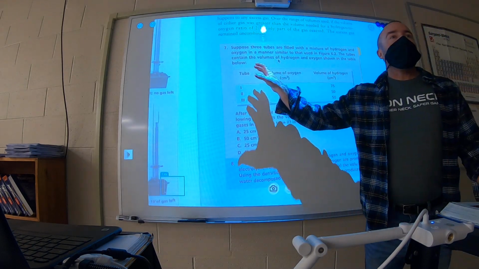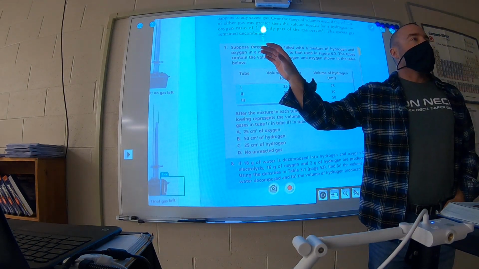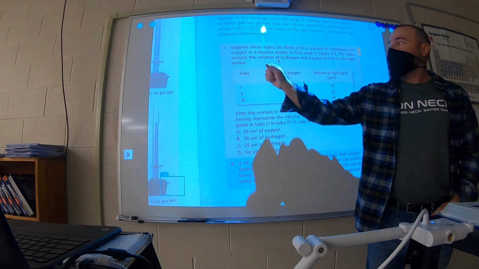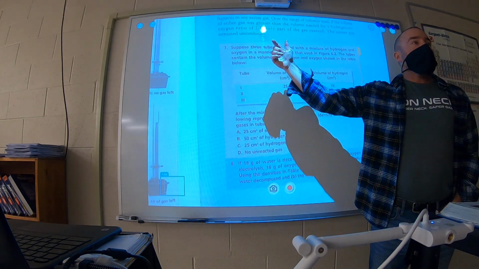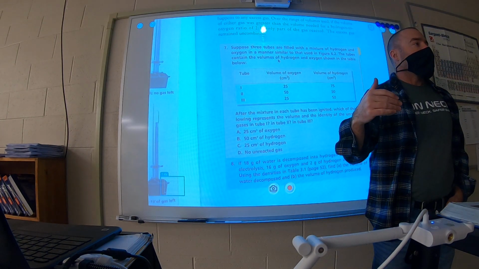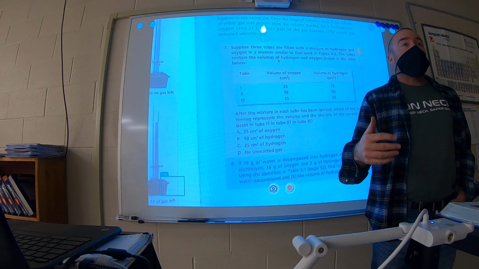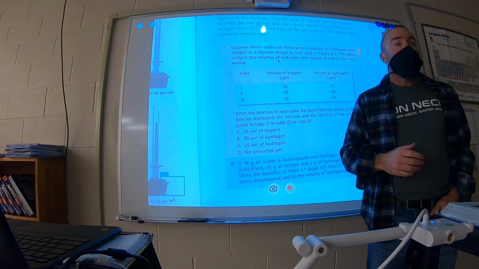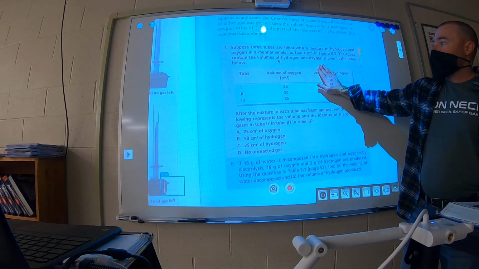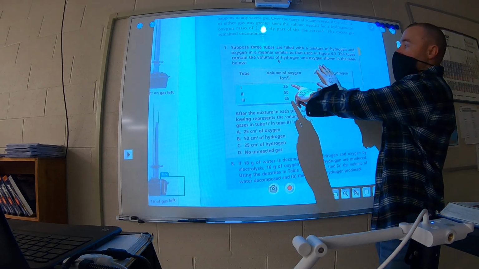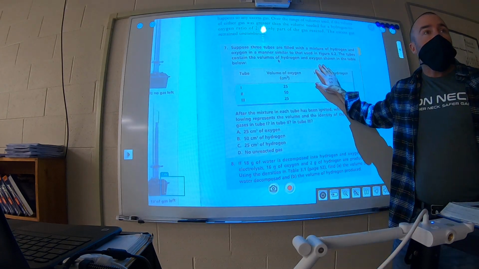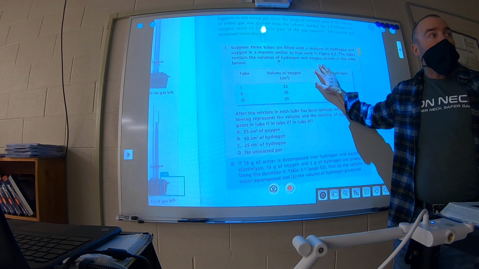the whole idea is, what you learned in the decomposition of water is when oxygen and hydrogen are broken down from water, you get twice as much hydrogen as oxygen. Same thing happens when you react hydrogen and oxygen. So if we look at this, let's just cover up this side. If we have 25 cubic centimeters of oxygen, how much hydrogen would you need to react with that? 50. Do we have 50?